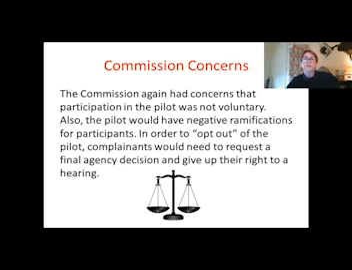Commission concerns, some commission concerns that you should be aware of. The Commission, again, had concerns that the examples we talked about weren't sufficient, that participation in the pilot was not voluntary, and that the pilot would have negative ramifications for participants. If the agency decided they needed more time and automatically placed you into the pilot, then it was obviously going to take more time to process your complaint than the regulations would specify.